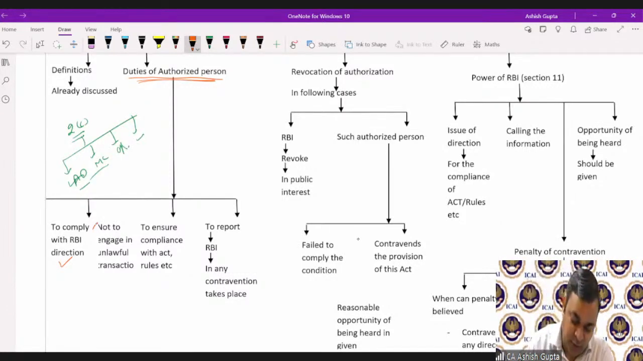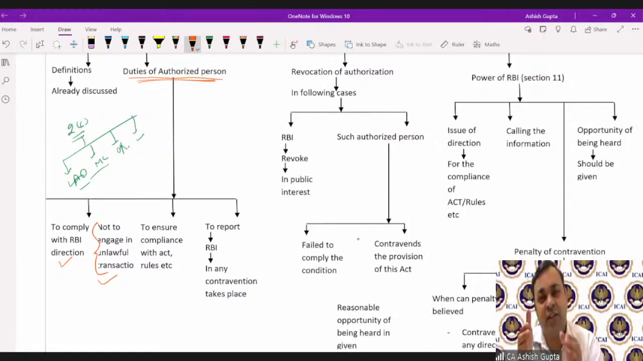Second, not to engage in any unlawful transaction, right? Authorized person, authorized dealer, money changer, offshore banking unit, they should be prohibited and restricted. They should refrain from doing any unlawful transaction, right? First point is to comply with the RBI direction. Second point, not to engage in any unlawful transaction.